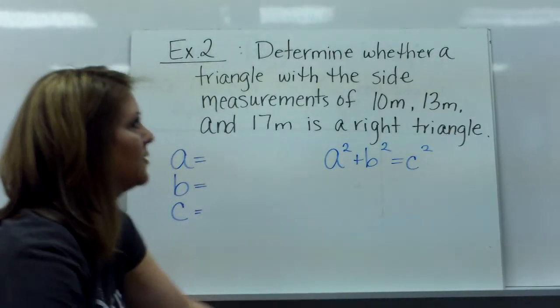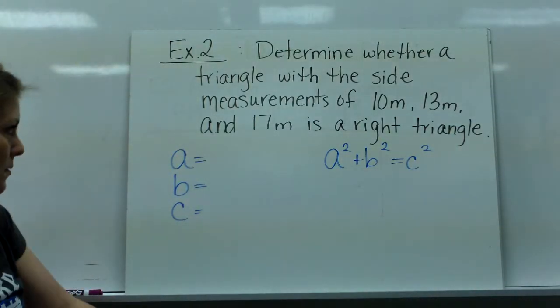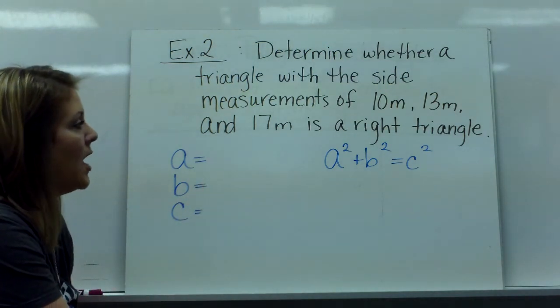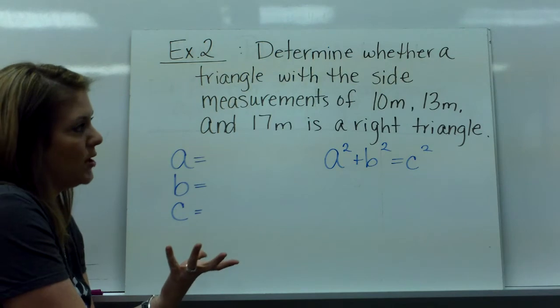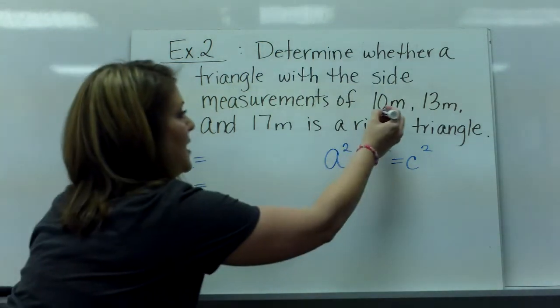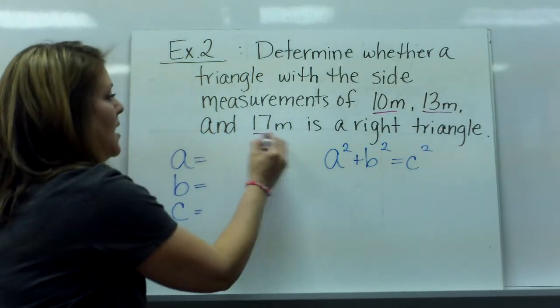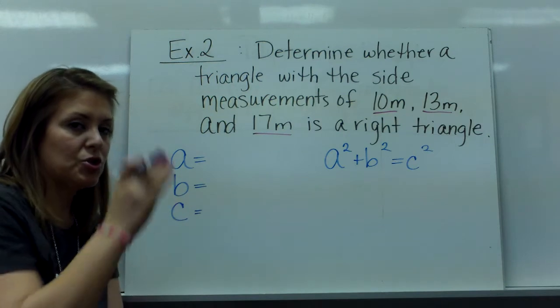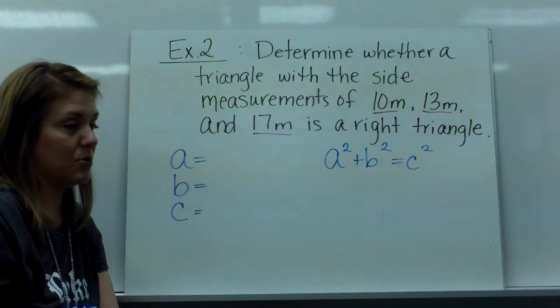Okay, now we're going to use the Pythagorean Theorem to determine whether this particular triangle is a right triangle. In this situation, they're not drawing it for you, however, they are giving you the three side measurements. We have 10 meters, 13 meters, and 17 meters. You don't have to see the triangle to determine which one's A, which one's B, and which one's C.